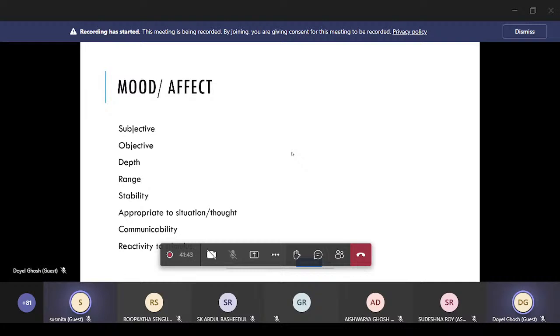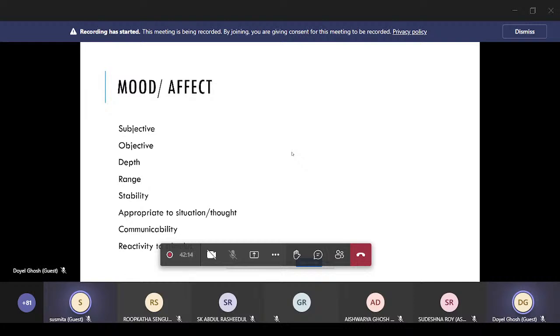What is subjective effect? Subjective effect is the answer your patient is giving you. How do you feel? Your patient is saying that I am feeling a little anxious. That is the subjective effect. What is objective effect? What you see in your client objectively. You see that the person seems a little sad. That is the objective effect.